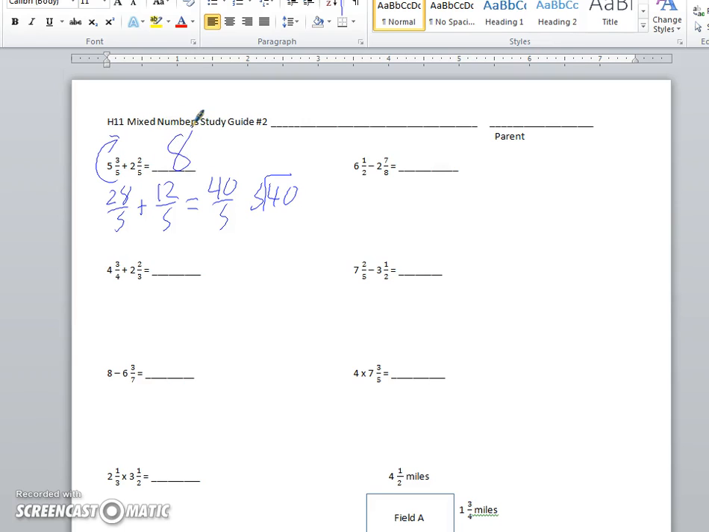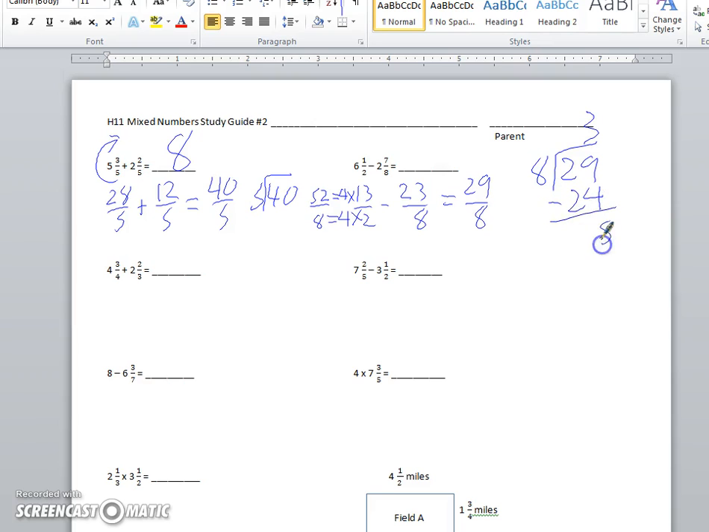Let's go to the subtraction one, make them both improper. 12 13 halves minus 16 23 eighths. I can't subtract them right now because they don't have the same denominator. I can change this 2 to an 8 instead of cross multiplying. So if I do 2 times 4 equals 8, I'm going to do 13 times 4, which is 52. 52 minus 23 equals 29 over 8. And I'm going to divide. Goes 3 times for 24, 5 left over, so that would be 3 and 5/8.